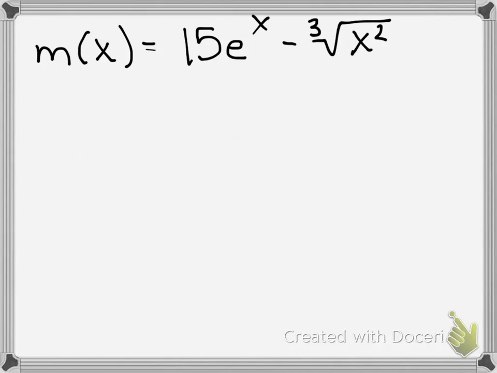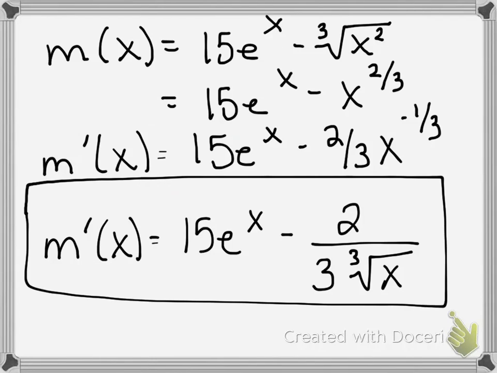Alright, last practice problem. 15e to the x minus the cube root of x squared. Give that a try and then check your answer after you're finished. So the 15 e to the x is easy. That doesn't change because the derivative of e to the x is e to the x. So you don't have to do anything with that.